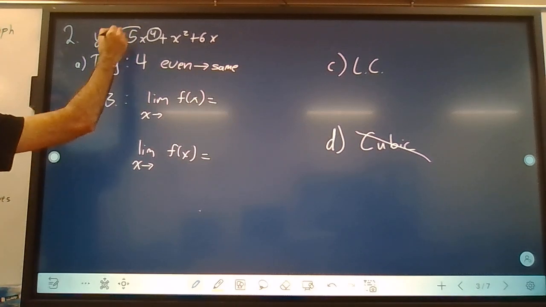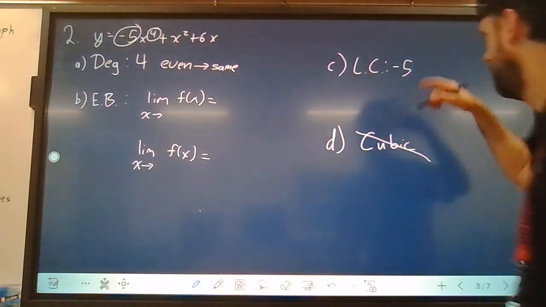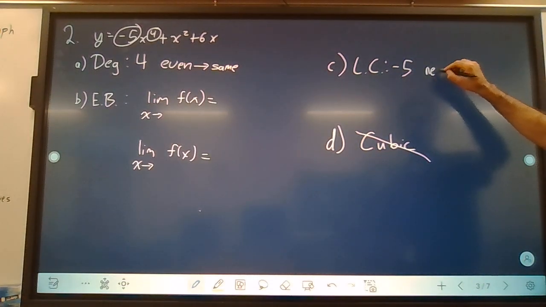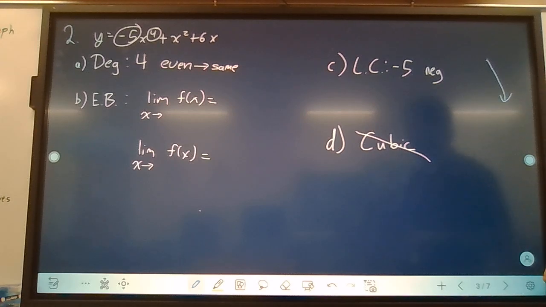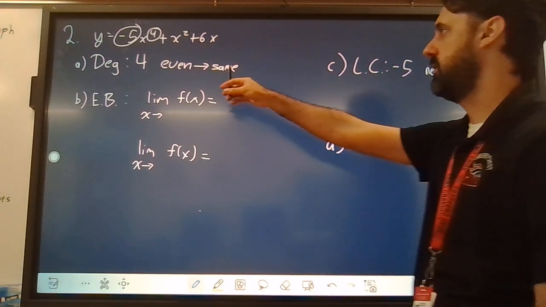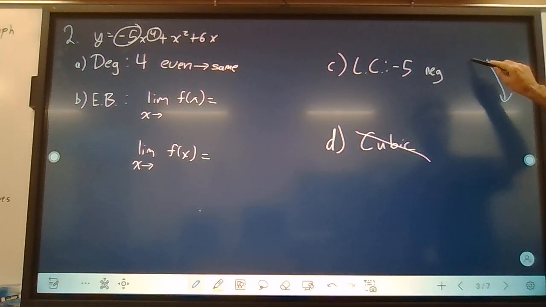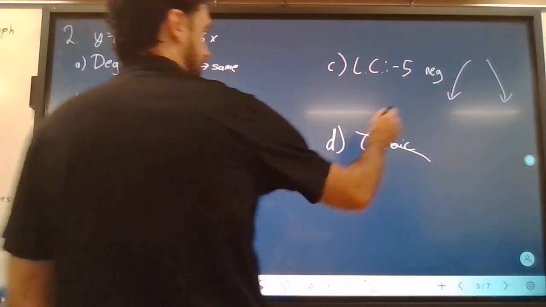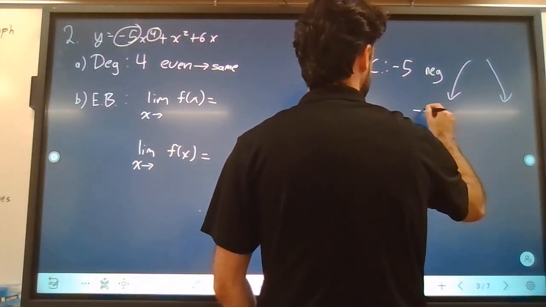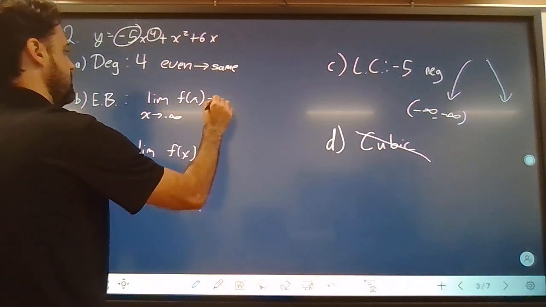Our leading coefficient is the number in front, which is negative 5. Now, because that number is negative, what does that tell us? It tells us the graph finishes down to the right. Well, if the ends go the same direction, if it ends down to the right, it's also going to start down to the left. Okay, so this is our end behavior, but in limit notation, right, this is the same as the last one. We're approaching negative, negative to start. All right, so here's our limit notation.